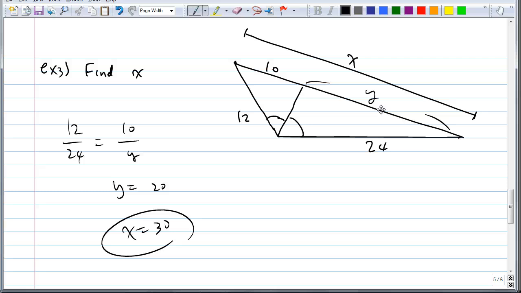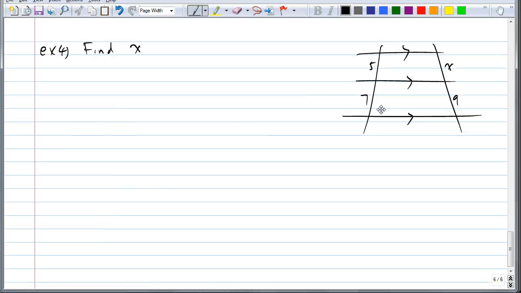No. Okay, let's go to example 4 then. All right, go ahead. Everybody try to find x. I'll wait. By the way, how many parallel lines do you have? 3. Okay, and you got 2 transversals. What do you know about 3 parallel lines cut by 2 transversals? You should know something about this. Go ahead, everybody try. I'll wait.